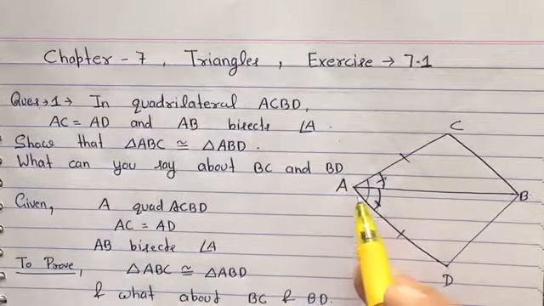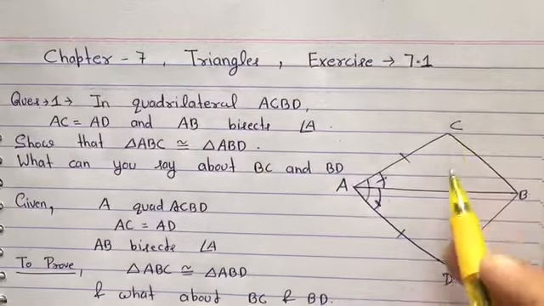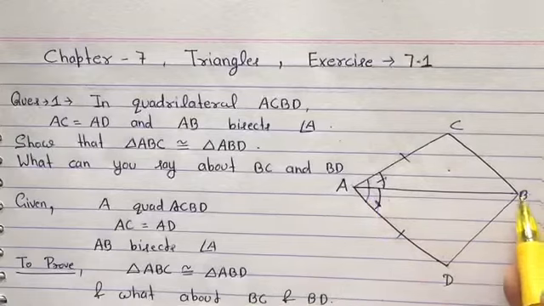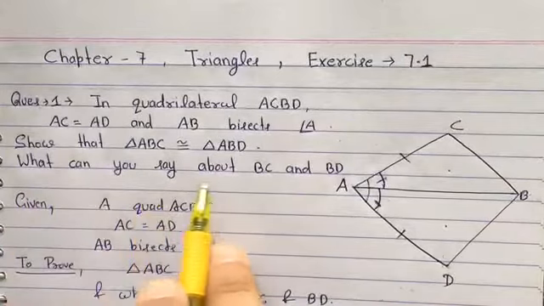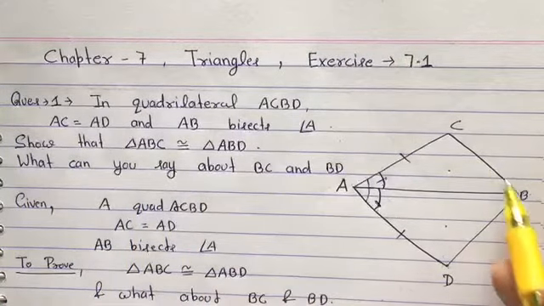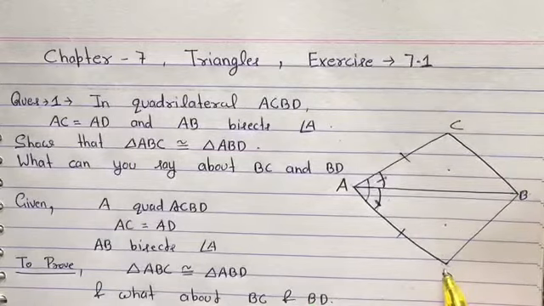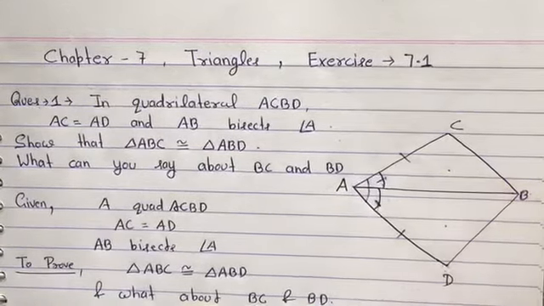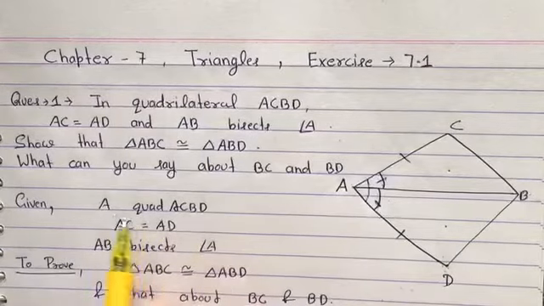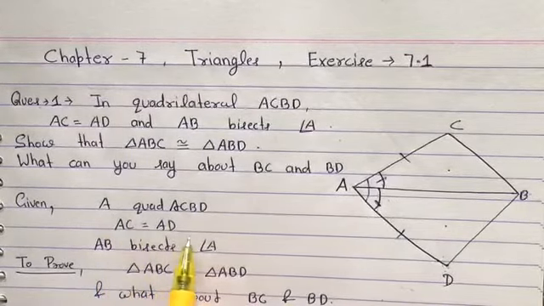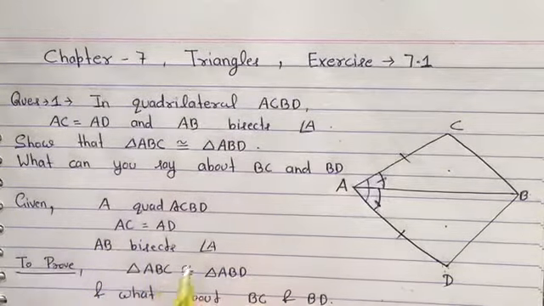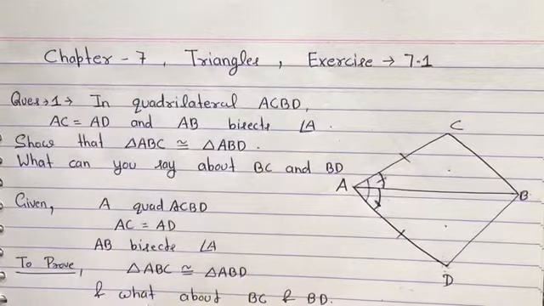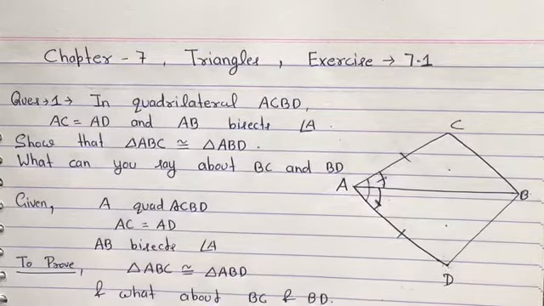Then we have to prove that triangle ABC, this one, and triangle ABD, this one, both are congruent. And then, what can you say about BC and BD? So write down all the given things. There is a quadrilateral in which AC is equal to AD, and AB bisects angle A. What we have to prove: triangle ABC is congruent to triangle ABD. And what about BC and BD? Clear? Now we are going to prove.